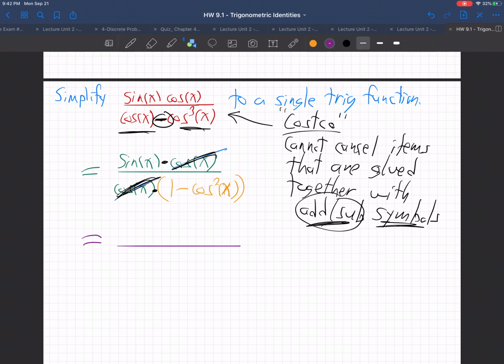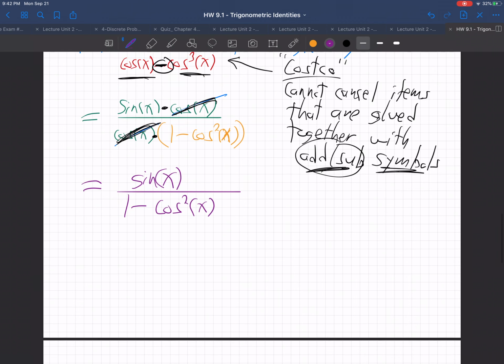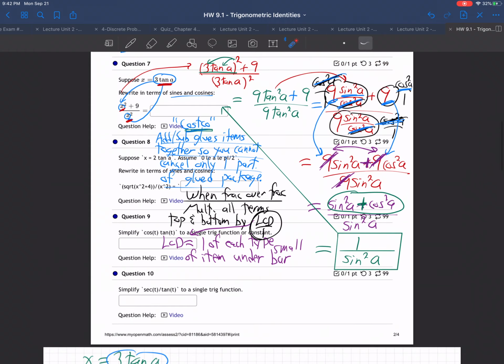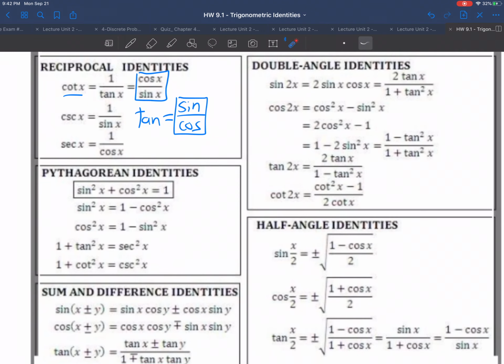Okay, let's keep going. So where does that leave us? We're left with sine of x on the top and 1 minus cosine squared of x on the bottom, right? Good so far? Now we're almost there. What are we going to do now? Well, this has got to jump off the screen for you. Do you recognize that? Let's go back to our formula sheet. 1 minus cosine squared. There it is: sine squared. Remember, when you have sine squared or cosine squared with a 1, there's always something you can do with that. 1 minus cosine squared is sine squared, just like 1 minus sine squared would be cosine squared.